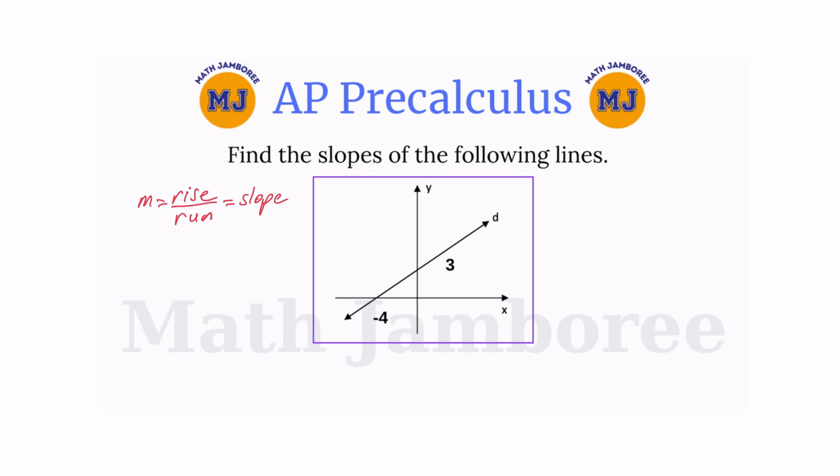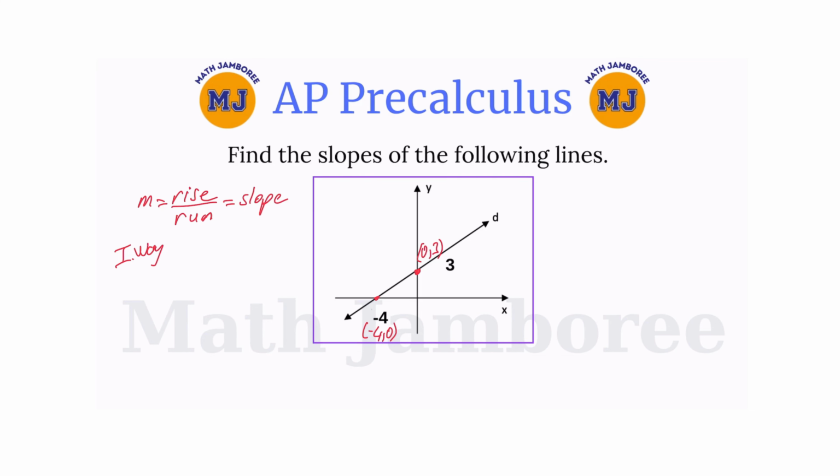There are two different ways of solving this question. The first way, you can just use the given points. So what are the clear points this line is passing through? This is the first point, this is the second point. The coordinates of this point are x is -4 and y is 0. And the coordinates of the second point are x is 0 and y is 3.